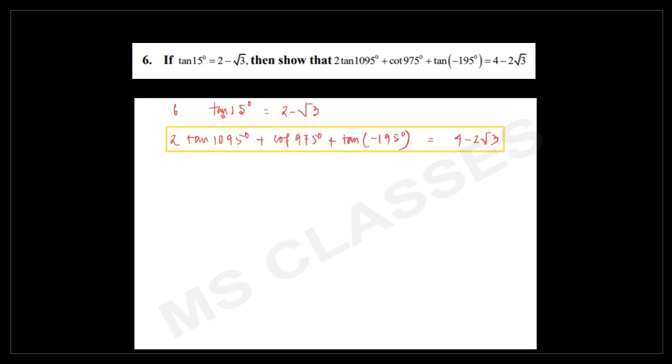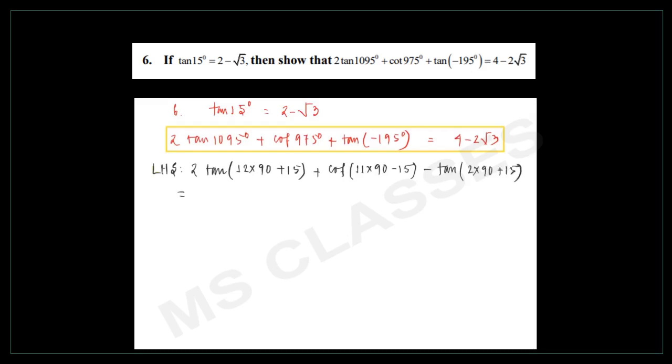Now how do you do that? See, LHS. 2 tan 1095. So what can we write 1095 as? It is 12 into 90 plus 15. Next, what can we write here, as it is 975? So what can we do? It is 11 into 90 minus 15. Next, tan of minus theta is minus tan theta. So it is 2 into 90 plus 15.